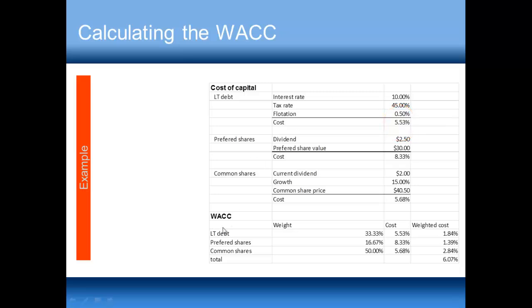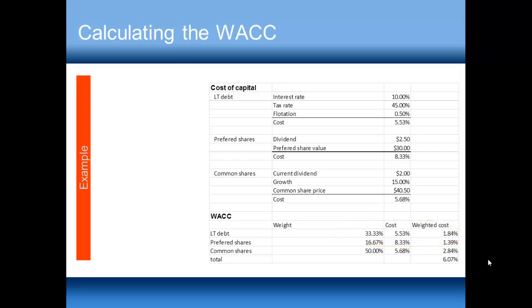When we bring it down to the weighted average cost of capital calculation, we're going to see that the long-term debt is 33% of our capital structure, so $200,000 divided by the grand total of all of our capital. If we do that, we'll see that 1/3 of all of our capital comes from long-term debt. The cost is 5.53%. If we multiply both of these together, we'll get a weighted cost for this source of 1.84%.